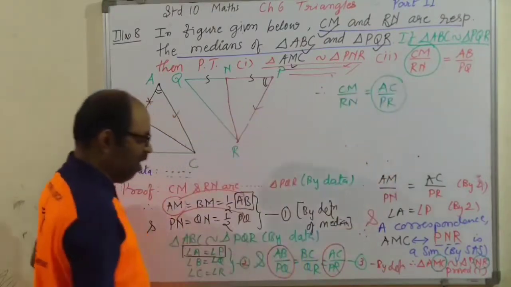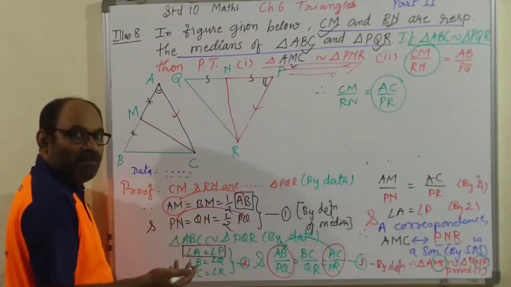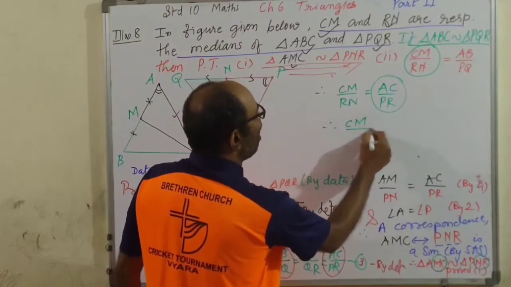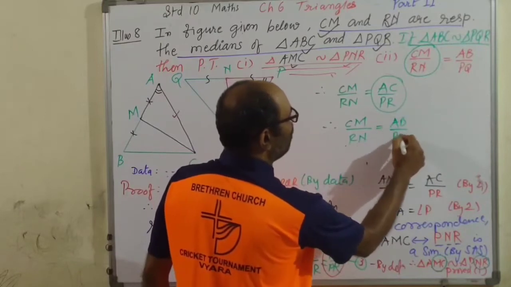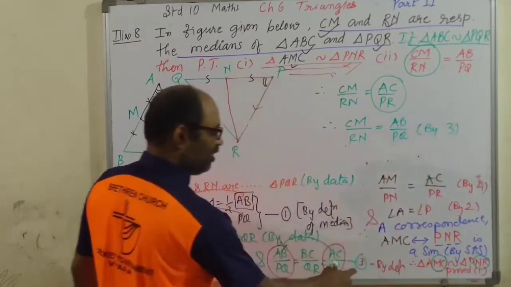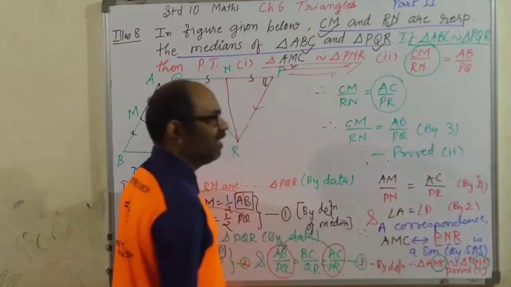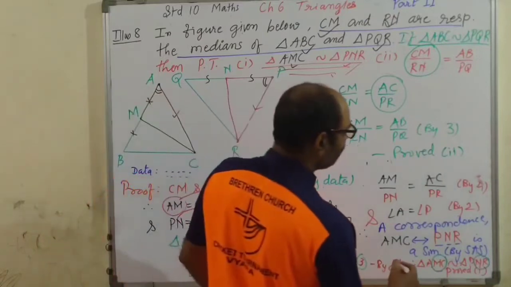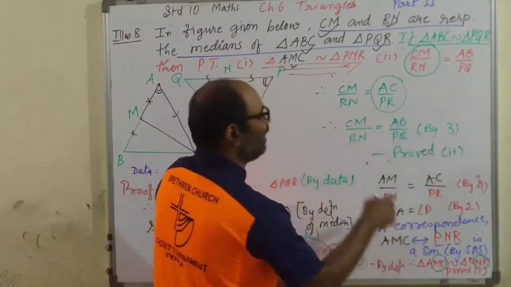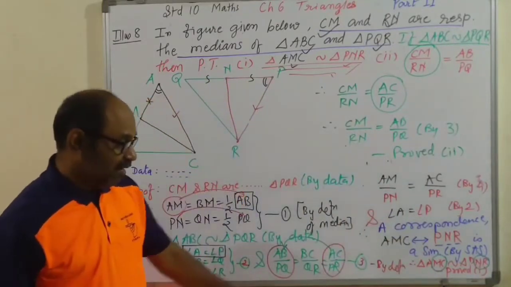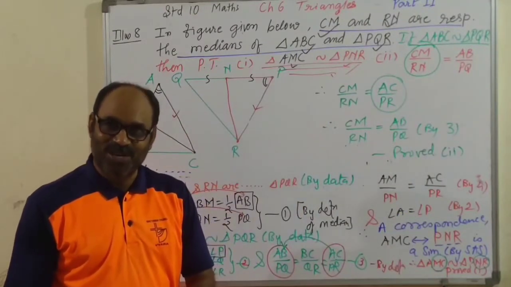अरे ये AC upon PR यहाँ फिर से काम आ रहा है. What is AC upon PR? AB upon PQ. Therefore, CM upon RN is equal to AB upon PQ. AB upon PQ by 3. Result number 3. And this is proved second. Right? Okay, this continues. So here, result 1 is proved and result 2 is also proved. I hope you understood it well.